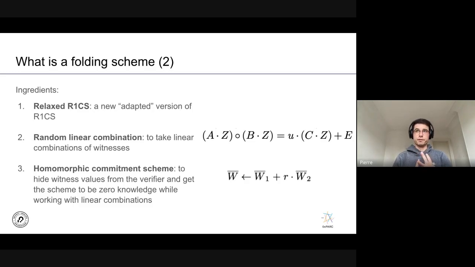An interesting fact was that Nova was not post-quantum secure because, as far as I know, you don't have a post-quantum secure homomorphic commitment scheme. But recently, there was the LatticeFold proposal, which is a different setup than Nova in general, but which is a post-quantum secure folding scheme. So yeah, it's an interesting fact too.